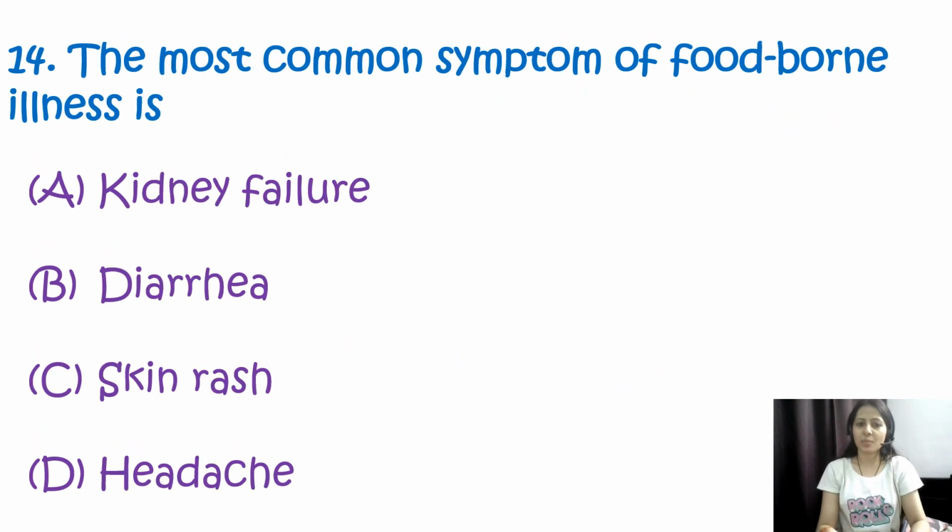Question number 14. The most common symptom of foodborne illness is. So options are diarrhea, kidney failure, skin rashes, or headache. So correct option is diarrhea. So the most common symptom of foodborne illness is diarrhea. Correct option is B.